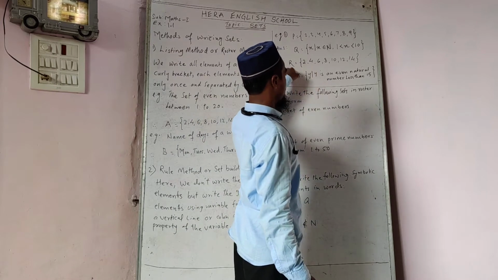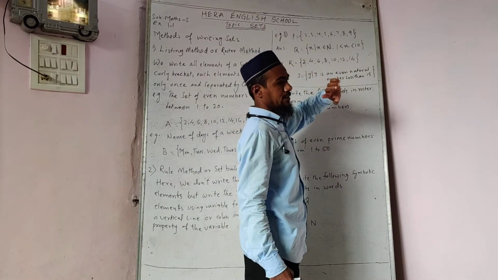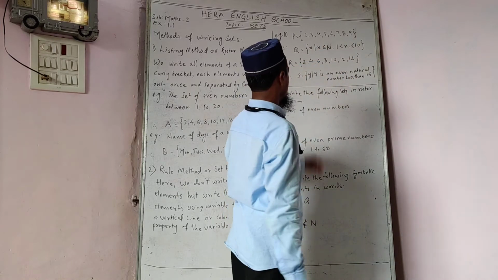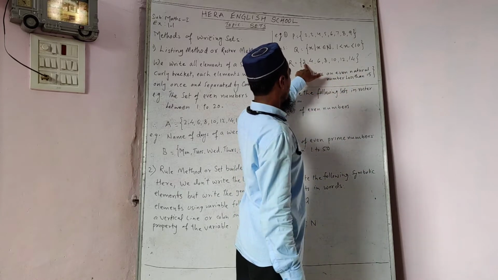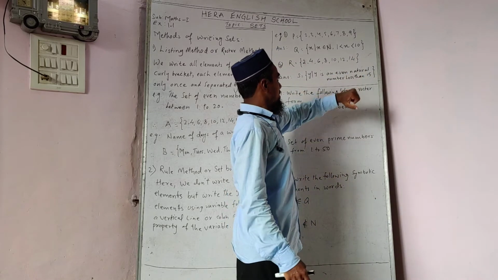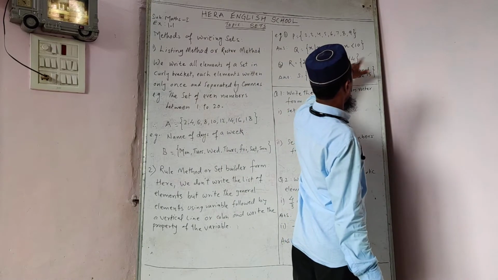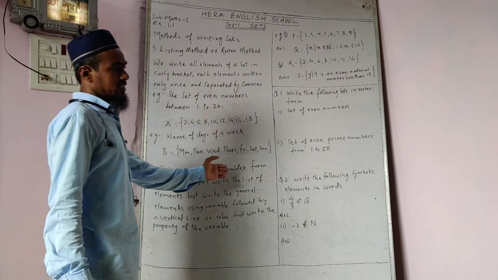Here in the set R, second example: 2, 4, 6, 8, 10, 12, 14. These are the even numbers which are more than 1 and less than 15, or you can say 18. Here we have 2, 4, 6, 8, 10, 12, 14. How to write this set in the rule method or set builder form?